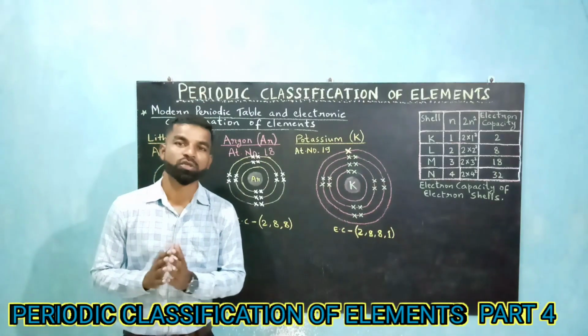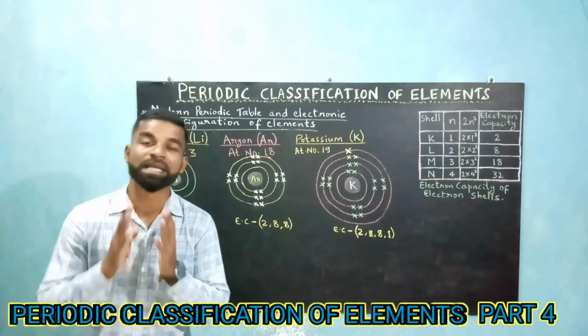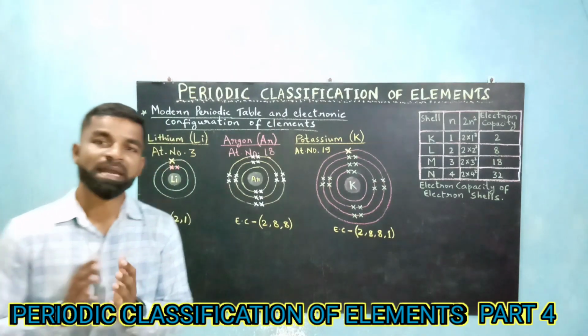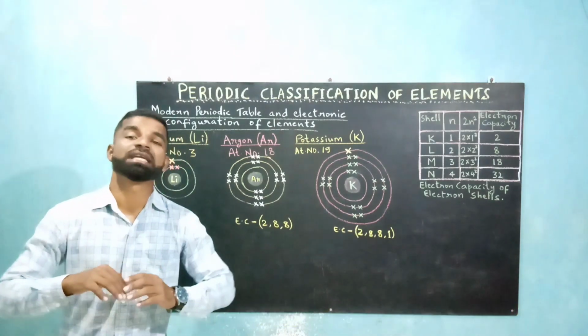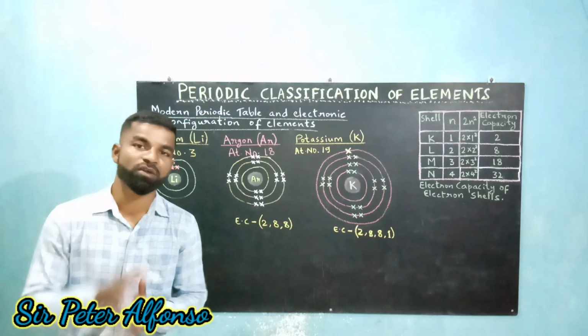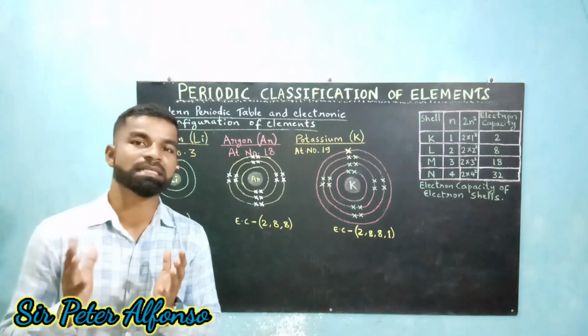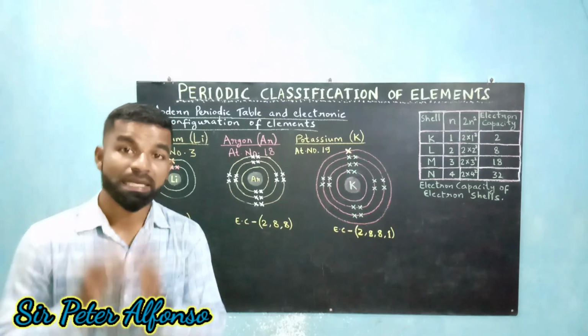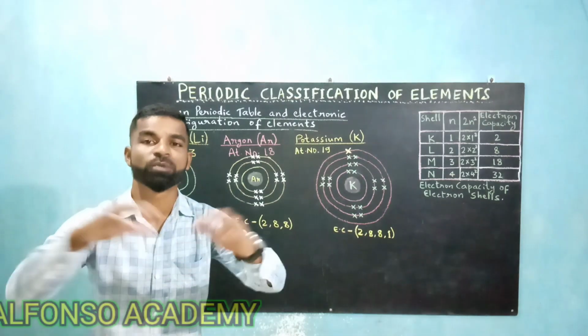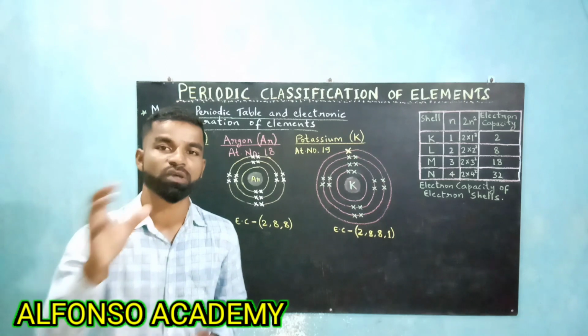I am Sir Peter Alfonso and this is the fourth part of the chapter Periodic Classification of Elements. In this part we are going to study the electronic configuration of the elements in the modern periodic table. So first of all we must know what electronic configuration is. Electronic configuration is the distribution of the electrons in the shells of an atom.